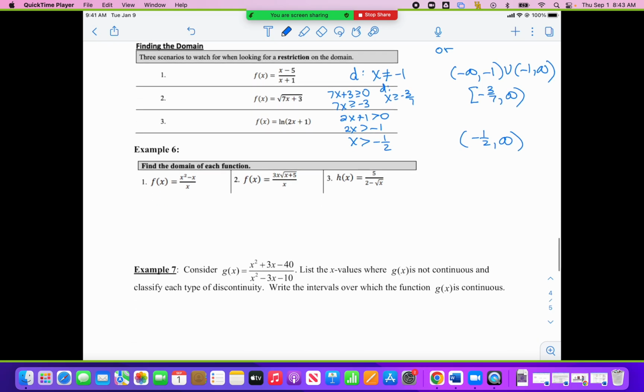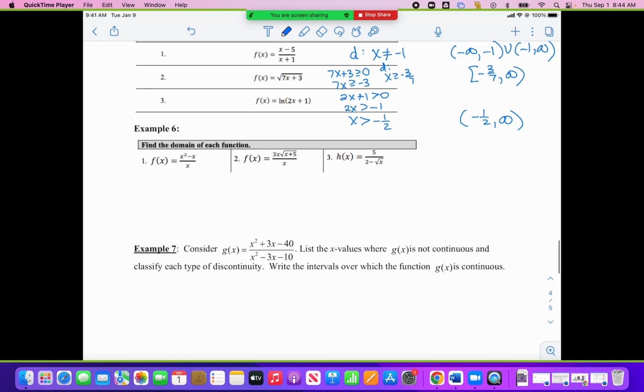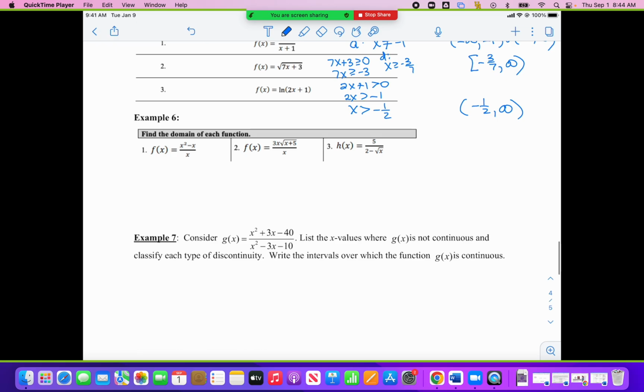All right, I'm going to pause a moment and give you a head start. And I made these a little bit tricky. So try example 6. 1, 2, 3. I took it up a notch. Let's see if we can handle it.